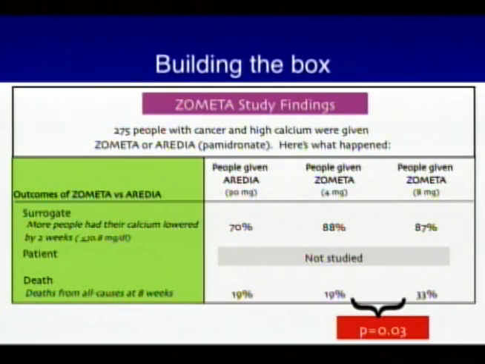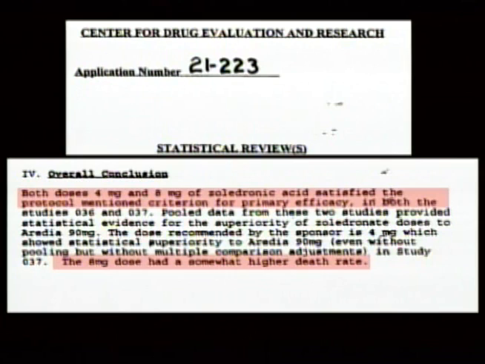The way that we know about the death data was because we read the statistical review, and the data on all-cause death is in the statistical review, and in the statistical reviewer's conclusion, he wrote both doses, 4 milligrams and 8 milligrams, satisfied the protocol mentioned criterion, so lowering calcium, and then he said the 8 milligram dose had a somewhat higher death rate. So it works, but it might kill you. Okay.